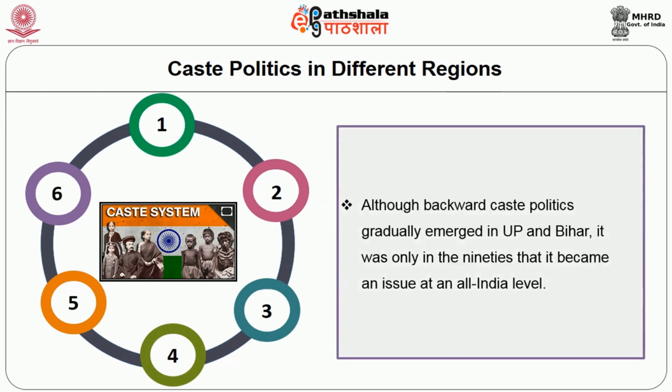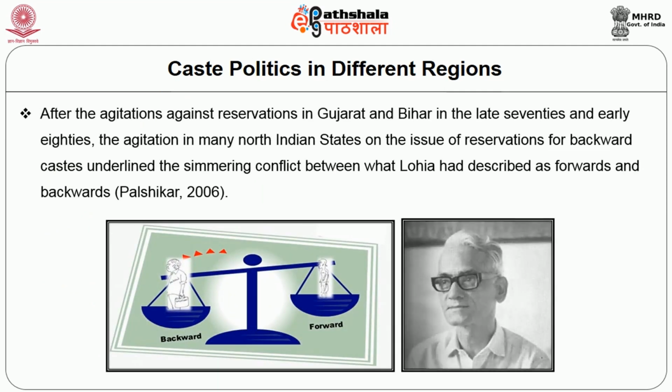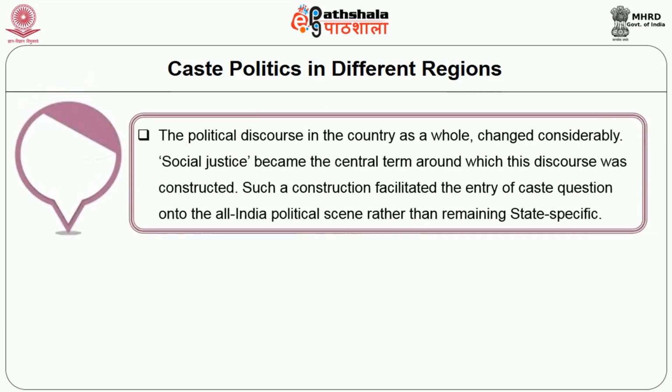Although backward caste politics gradually emerged in UP and Bihar, it was only in the 90s that it became an issue at an all India level. After the agitation against reservations in Gujarat and Bihar in the late 70s and early 80s, the agitation in many North Indian states on the issue of reservation for backward castes underlined the simmering conflict between what Lohia had described as forward and backwards. These developments had two effects. Firstly, the political discourse in the country as a whole changed considerably.